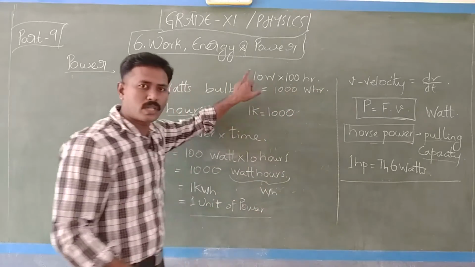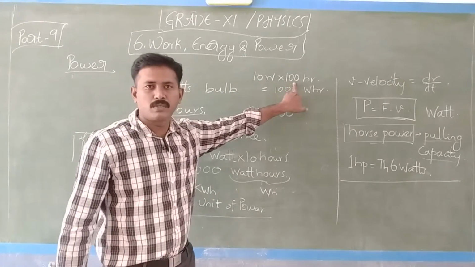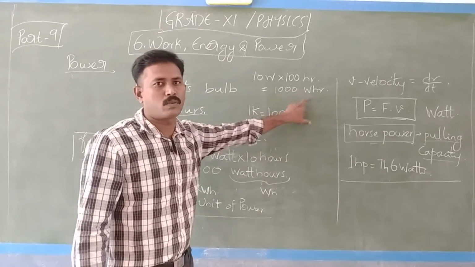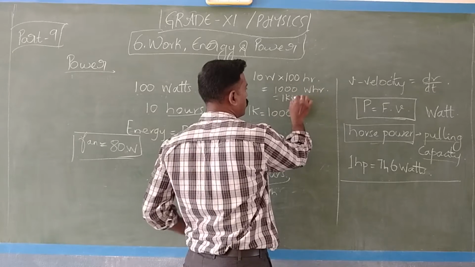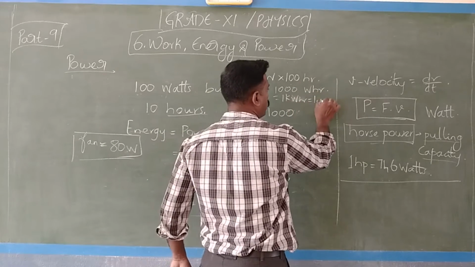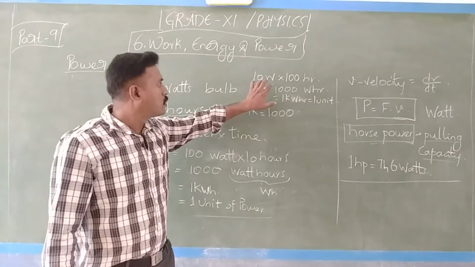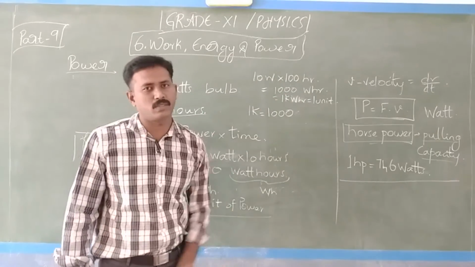Okay, so a 10 watts bulb is 10 watts. If it is switched on for 100 hours, then it will consume 1000 watt hour. That is 1 kilowatt hour, which is equal to 1 unit. Okay, so the less the power, the less the energy consumed.